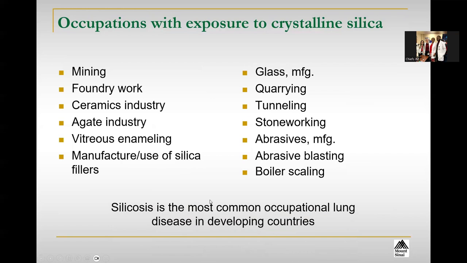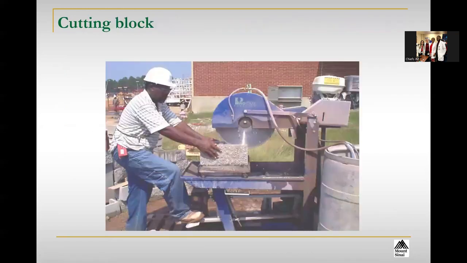Silicosis is the most common occupational lung disease in developing countries. And here we have an example of why these diseases happen. This is a worker that is definitely using a hard hat and is protecting his eyes, but certainly has no respiratory protection whatsoever for the dust that the sawing of these granite slabs is produced here in this operation.